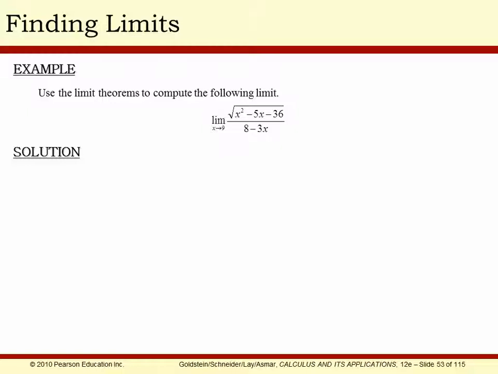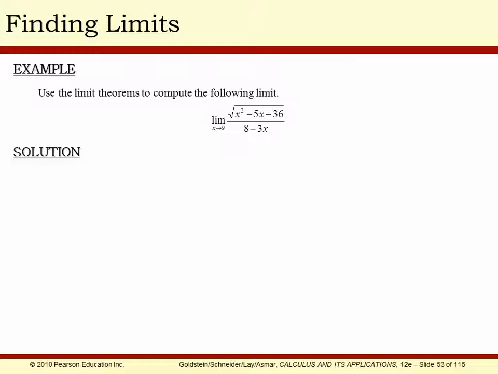Okay, so let's take a look at this. We're going to do x squared minus 5x minus 36 divided by 8 minus 3x. So we're going to have the limit as x goes to 9 of the square root of x squared minus 5x minus 36, and it's going to be divided by 8 minus 3x.